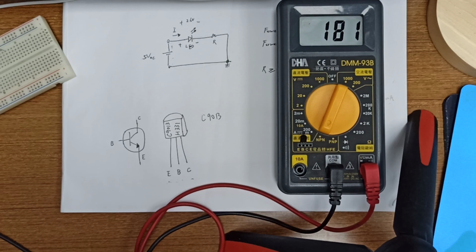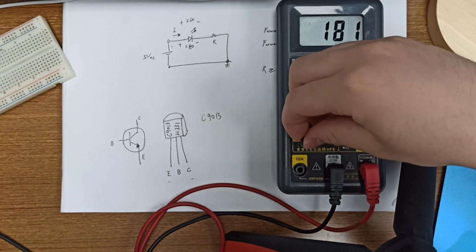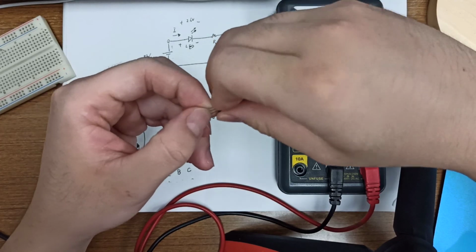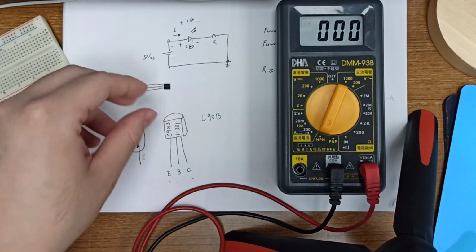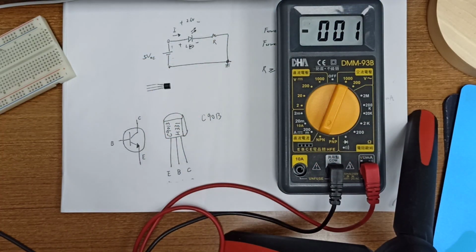Okay, so this is the simple way to use the multimeter, and another more detailed tutorial is in your handbook on Moodle. You can download and check.